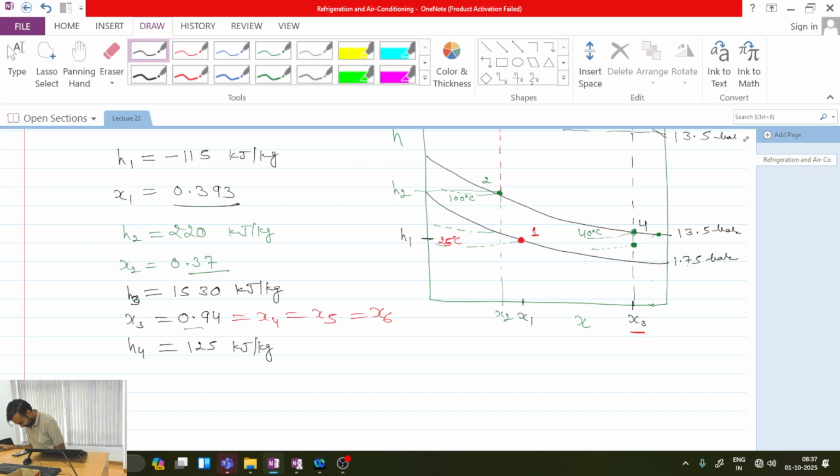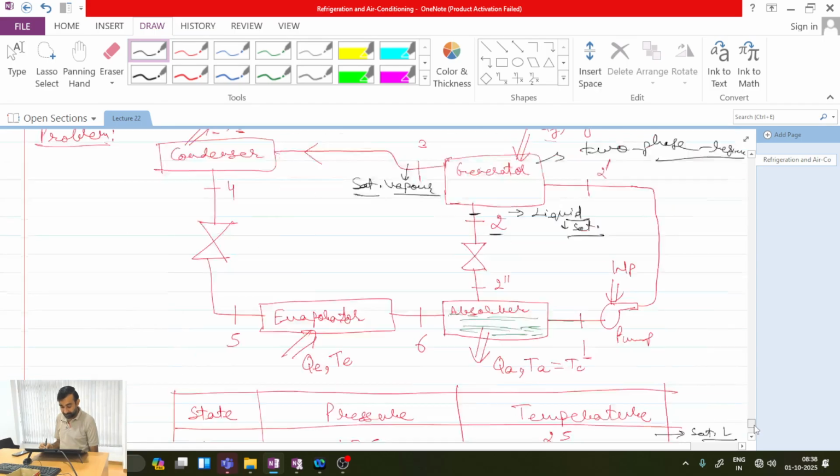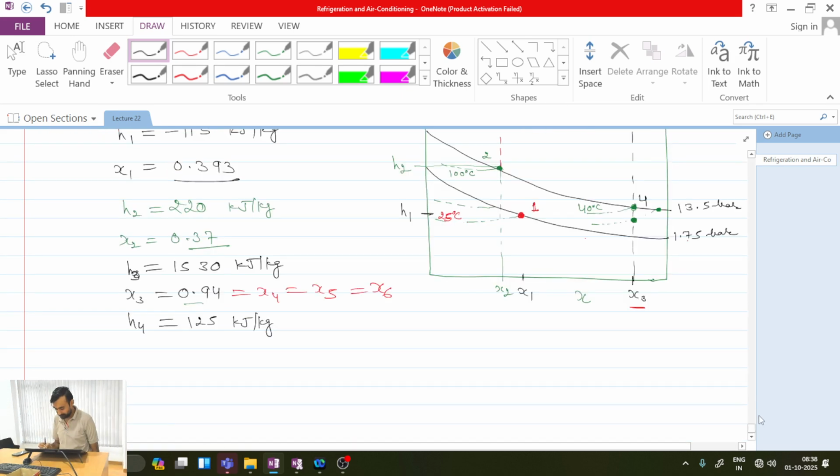What is state 5? What is process 4 to 5? First go there. Expansion. Okay. So it means that from 4 to 5, I will have a decrease in pressure, but enthalpy will remain the same. Composition is also remaining the same. So state point 4 and state point 5 must lie on the same point, because enthalpy and composition are the same. So H4 will be equal to H5.